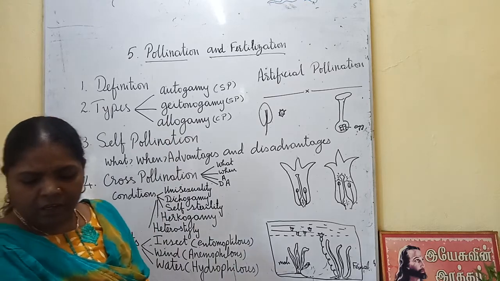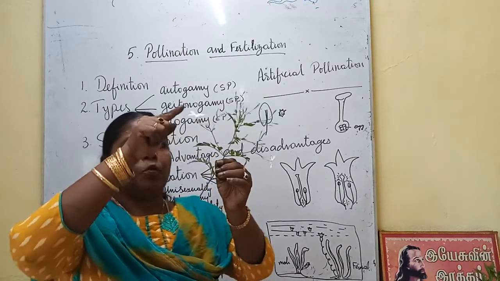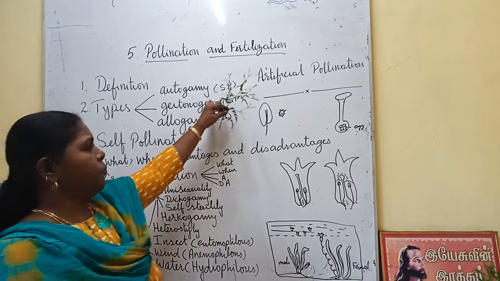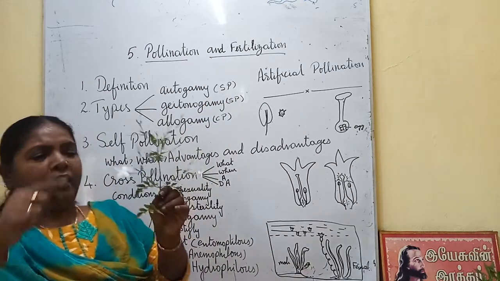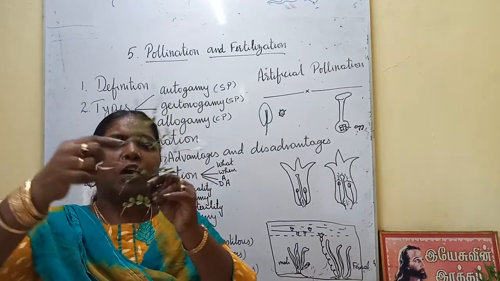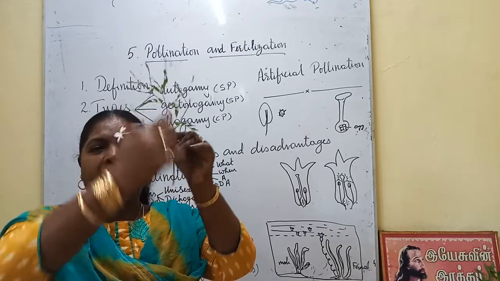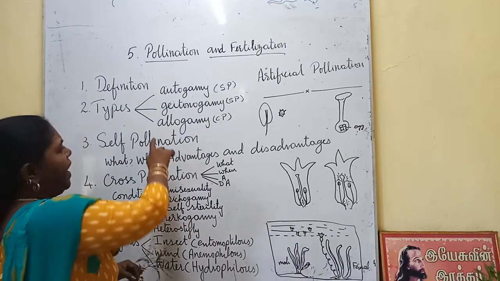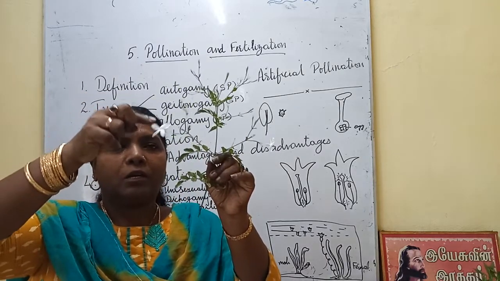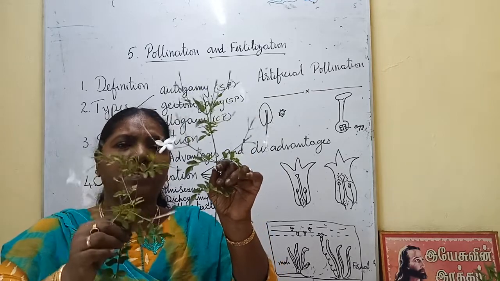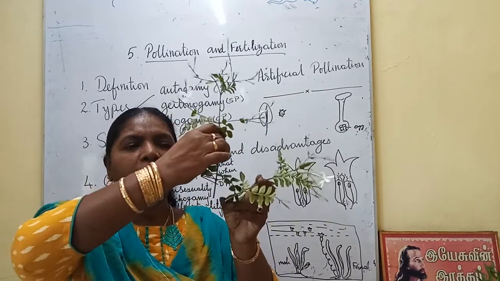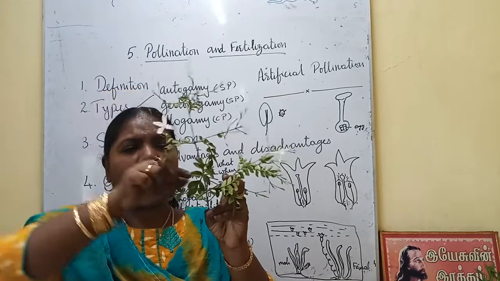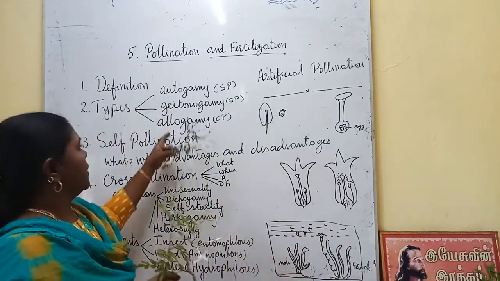Autogamy: if the pollen grain of this flower reaches the stigma of the same flower, this is called autogamy. It is a type of self-pollination. And geitonogamy: if the pollen grain of this flower reaches the stigma of another flower of the same plant, it is called geitonogamy. Then allogamy: the pollen grain from this flower, from this plant, reaches the stigma of the flower in another plant of the same species. So two different plants. That is called allogamy.